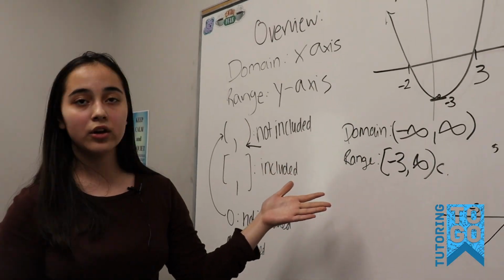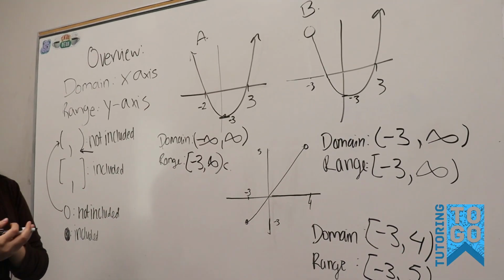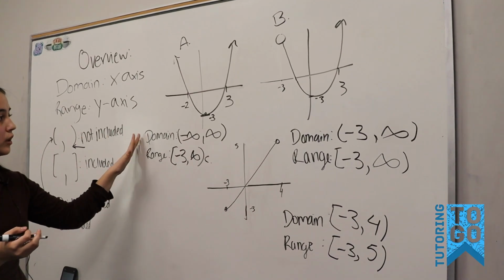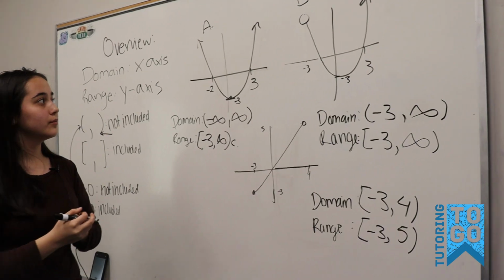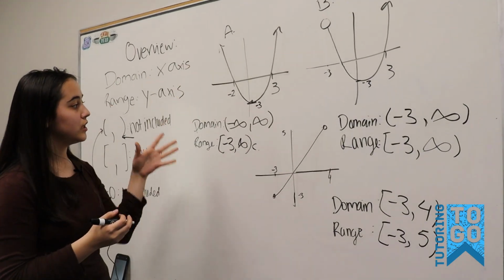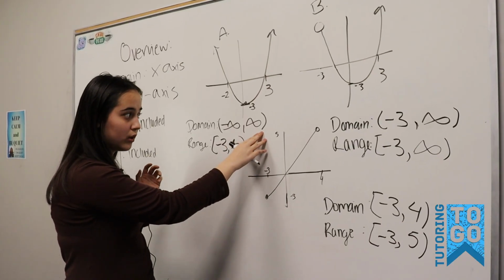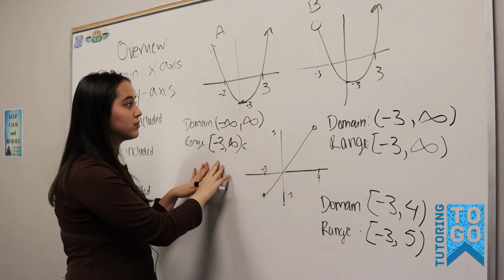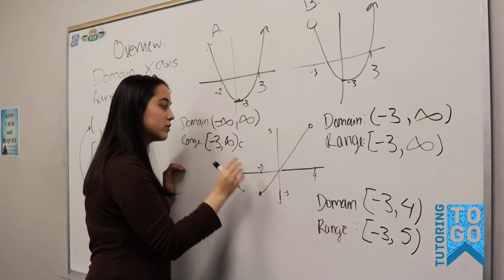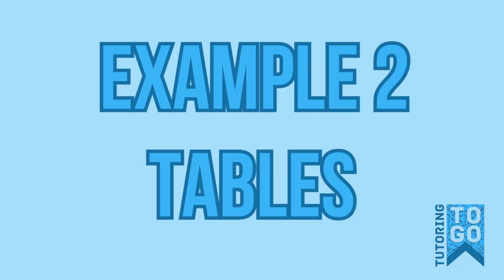This is for examples with using graphs, finding the domain and range. As you can see, arrows mean you're going to be using these infinity symbols without them being included, and brackets for when there's dots, closed dots, for being included.